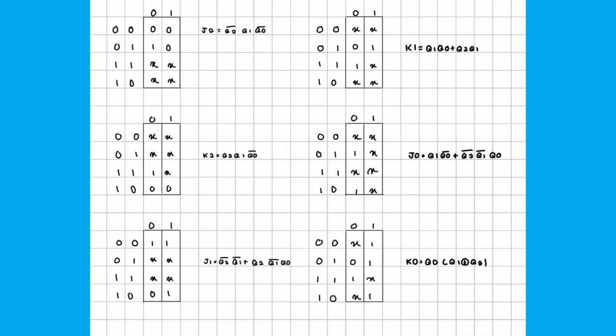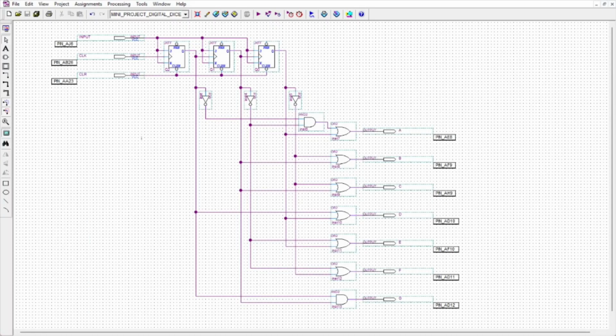From the state table and the excitation table, we can produce the K map, and here is the K map for the circuit. From the circuit, we can get a result to construct the circuit.